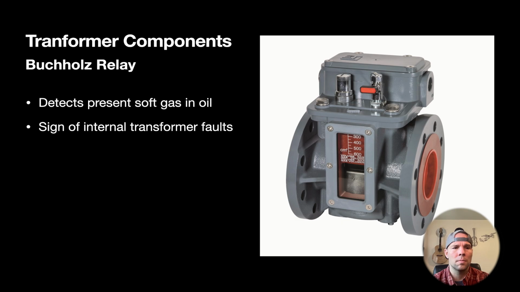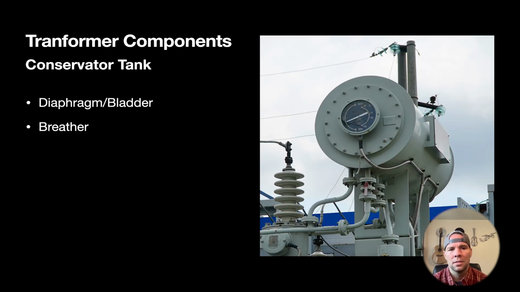You might also have a conservator tank. The conservator tank is an external tank that allows for the expansion of the oil. It's got a diaphragm, a bladder, and might have a breather. As that oil is heated up, pressure might increase and the oil might expand, so it needs someplace for all that to go. So that's a conservator tank.